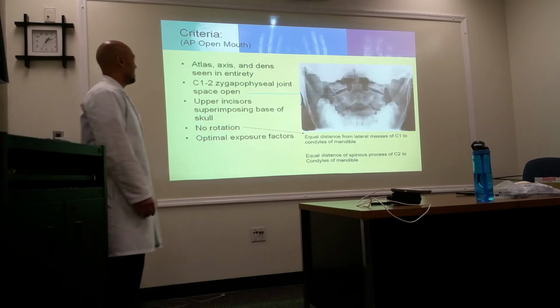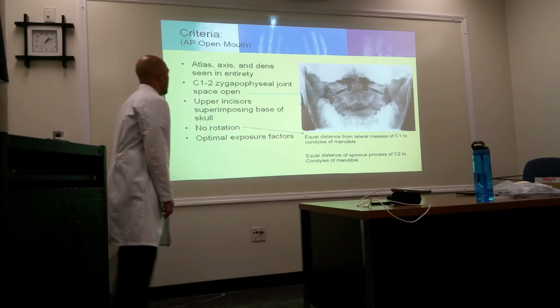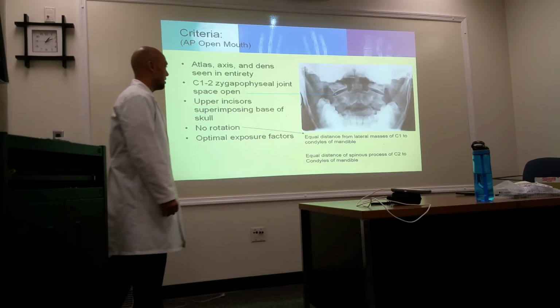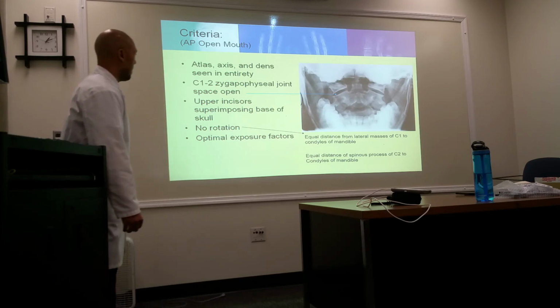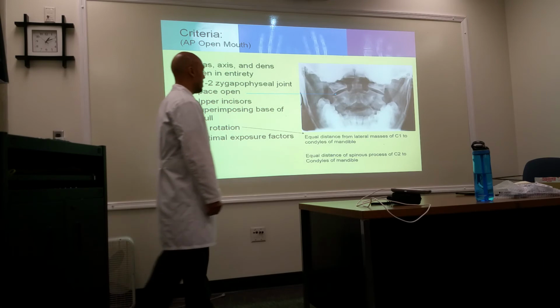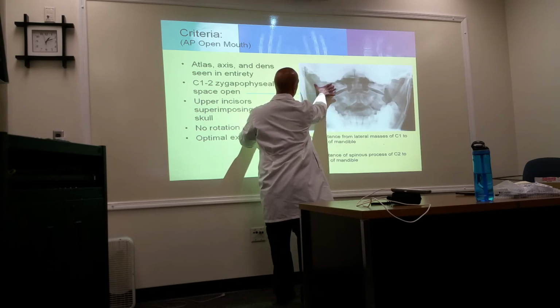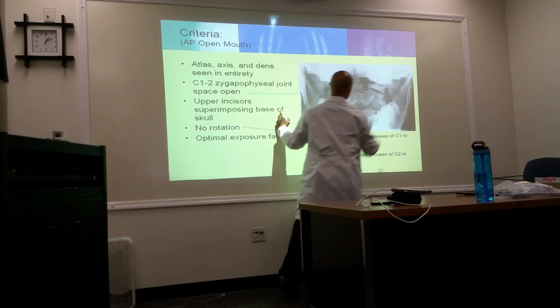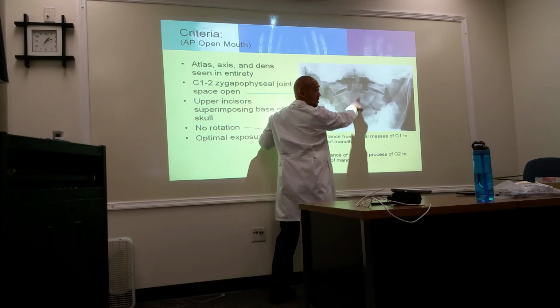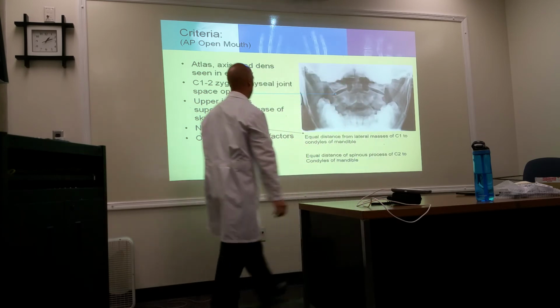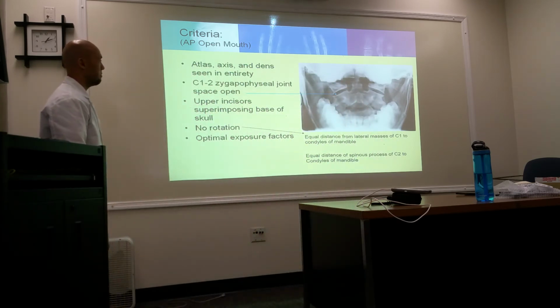So the atlas, axis and dens are seen in their entirety. You're seeing the joint space between C1 and C2. The upper incisors should be superimposed with the base of the skull. No rotation is evaluated by equal distance of the lateral masses to the condyles of the mandible. So this should be even on both sides. Remember the spinous process we were talking about? This should also be right down the middle and even on both sides. Hold your breath, don't move, beep.